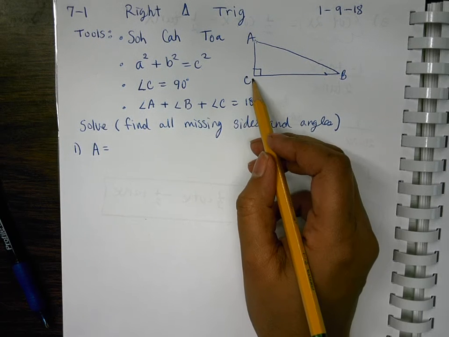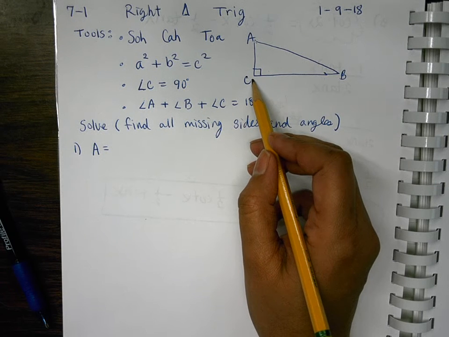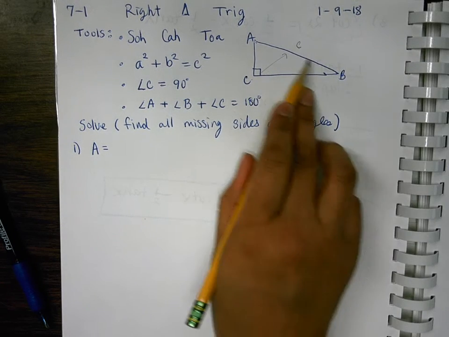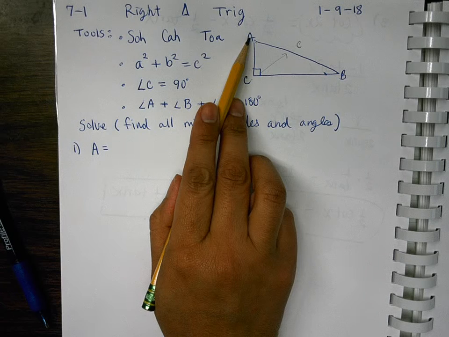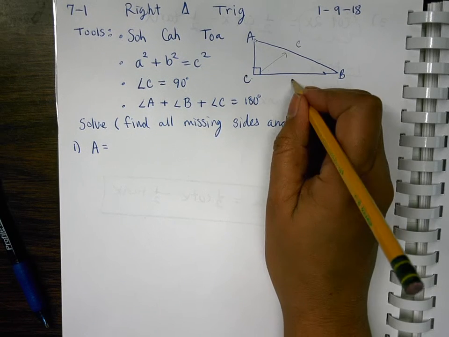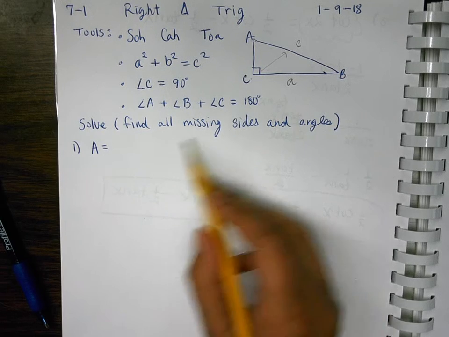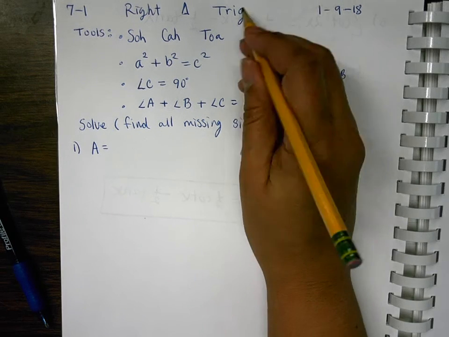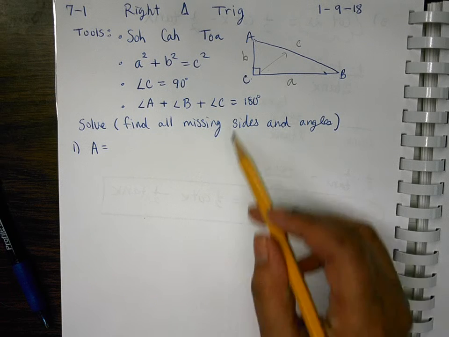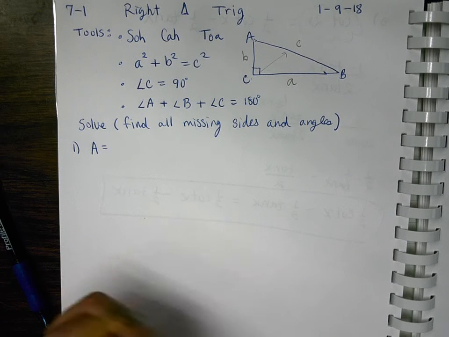Okay, so if this is angle C, which one is side C? The one directly across. So this is side C. So AB is C. If this is angle A, where is side A? CB. And if this is angle B, then this is side B. So the sides are directly across from the corresponding angles. Got it? Angle A, side A, angle B, side B. And again, we use lowercase letters for the sides, uppercase letters for the angles.